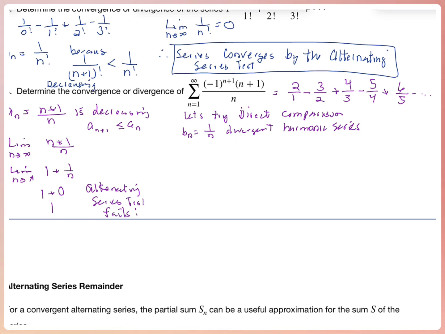So let's figure out which is larger, 1 over n or 1 plus 1 over n. Well, that's pretty easy to figure out. Our a sub n is n plus 1 over n, which simplifies down to 1 plus 1 over n. So it's very easy to see that 1 over n is less than 1 plus 1 over n. Our divergent series is smaller than our given series, so we can conclude that this series diverges by direct comparison.